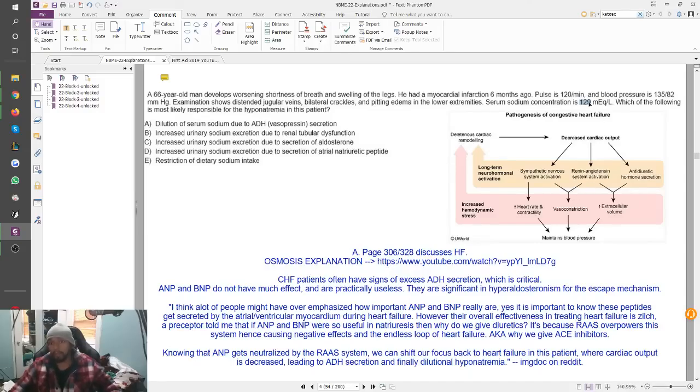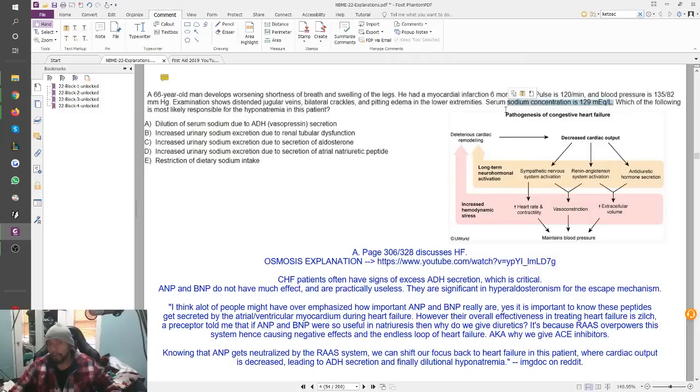So this patient's hyponatremia was not due to ANP. This patient's hyponatremia was due to the ADH, right? Very high extracellular volume, dilution of serum sodium due to ADH. Okay, and this sodium level wasn't that low either. Like 135 to 145 is normal. 129 is probably due to the dilution. Remember, this is milliequivalents per liter, right?